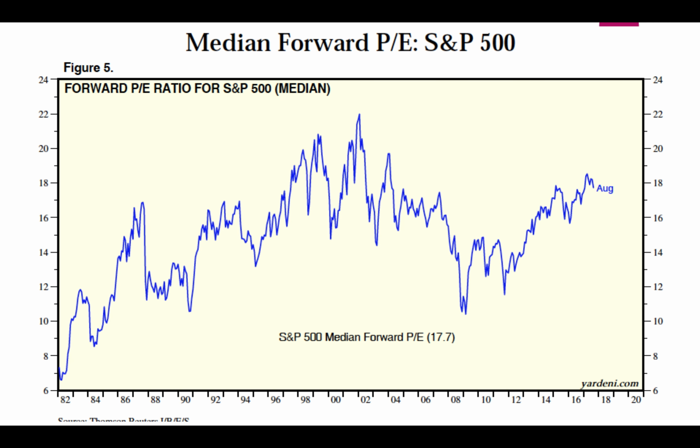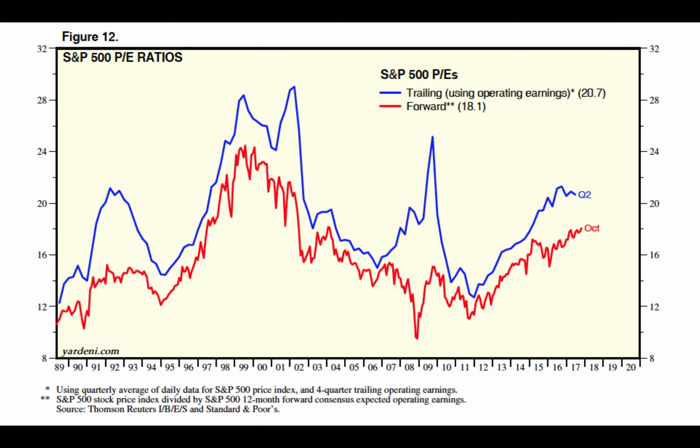Now here's the median forward PE for the S&P 500 going back to 1981, when it was really low, down here below 8. Then it went up by 2001 or so to 22. This is the forward PE ratio. And here in 2017 or so, it was somewhere around 18.